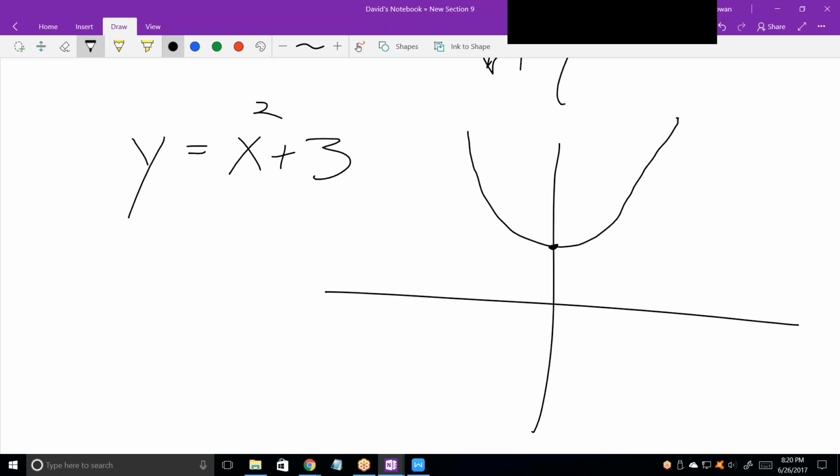All numbers greater than 0? No. All reals. When you're looking at the domain, train yourself to look horizontally.